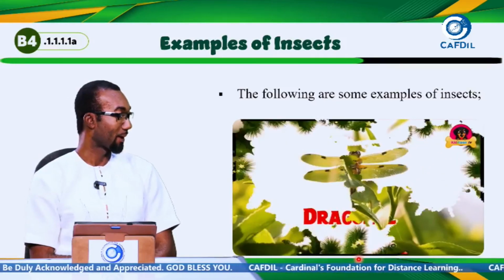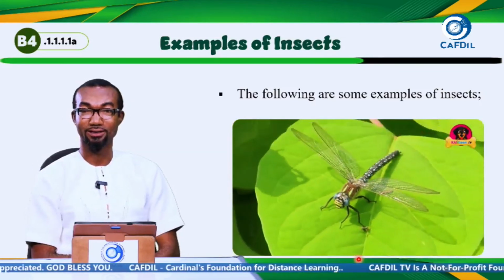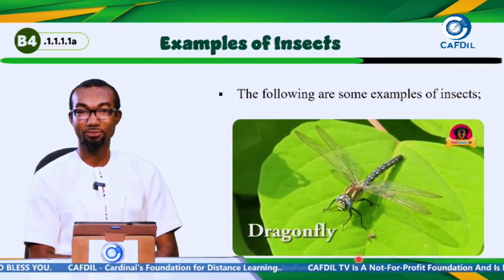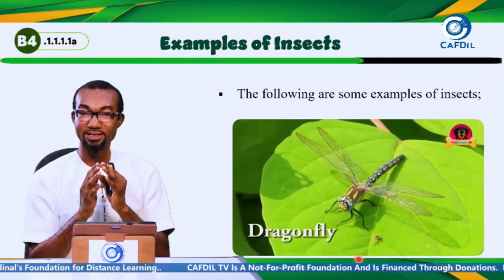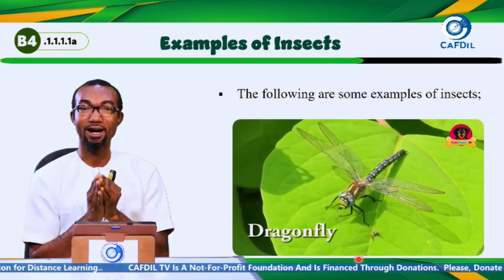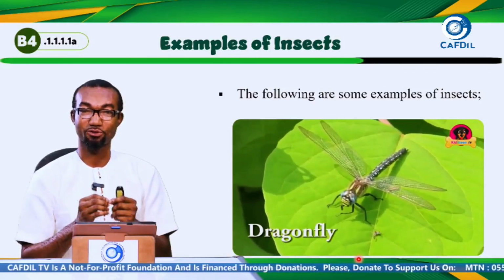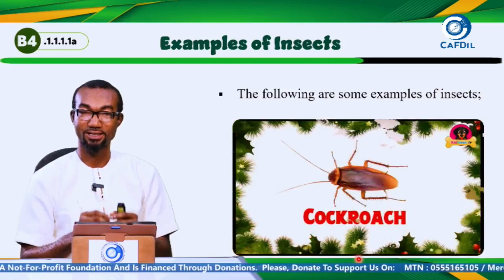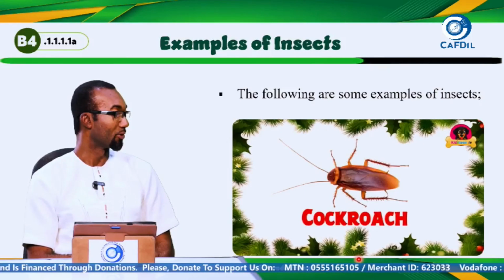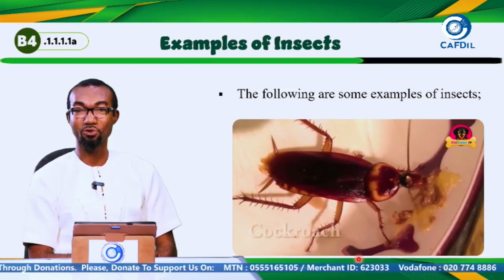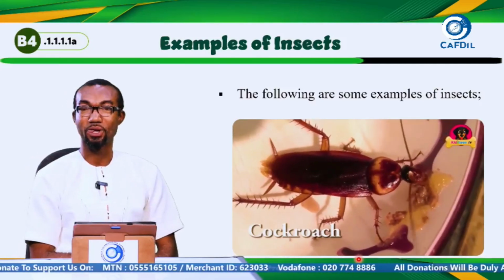The next one is grasshopper. We also have the dragonfly. These are all examples of insects, and we call all these animals insects because they have 6 legs. So insects are the smallest of all animals with 6 legs. We also have the cockroach here. We also don't like cockroaches because they contaminate our food.